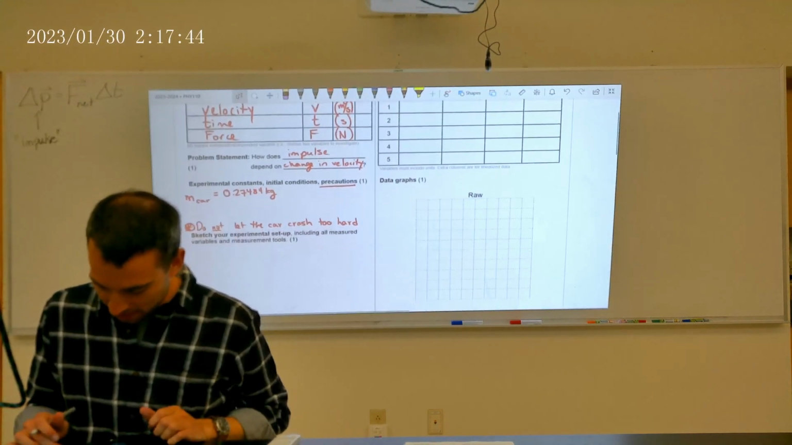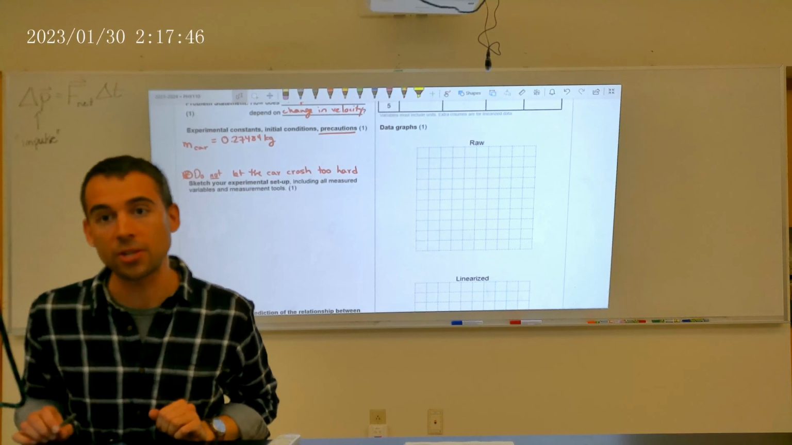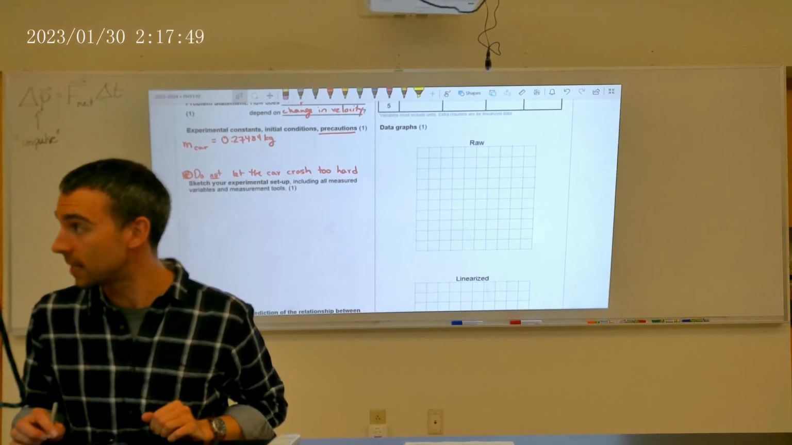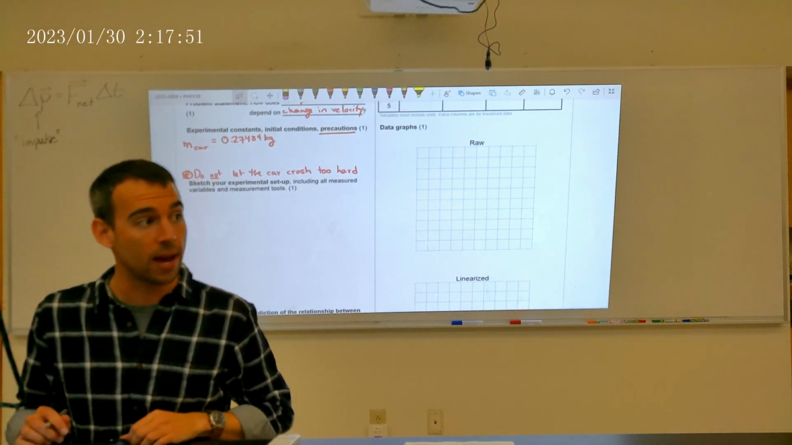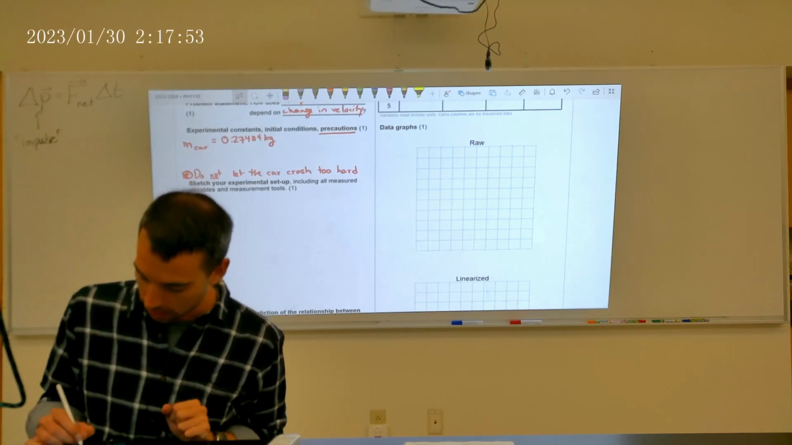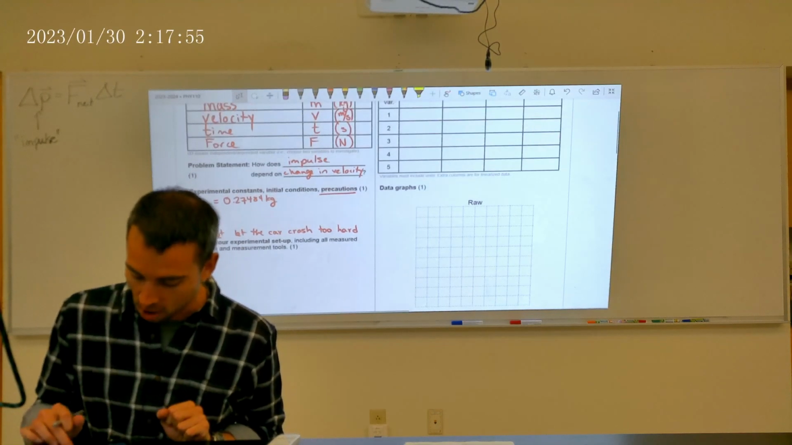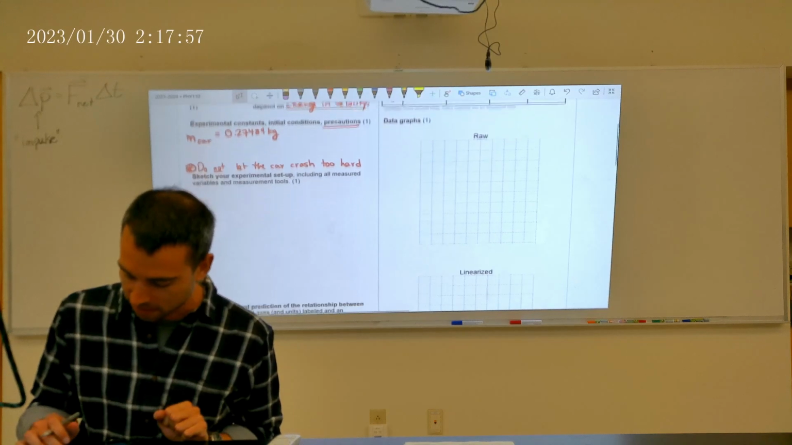So, I am not going to show you how to sketch your experimental setup. I've given you hints last time. It was really easy to grade. This time I'm not going to super handhold, but I do want to list that you need to have all 4 of those variables that we have up top in here.